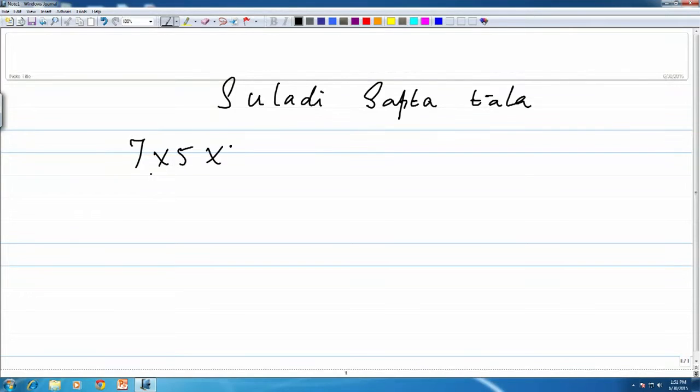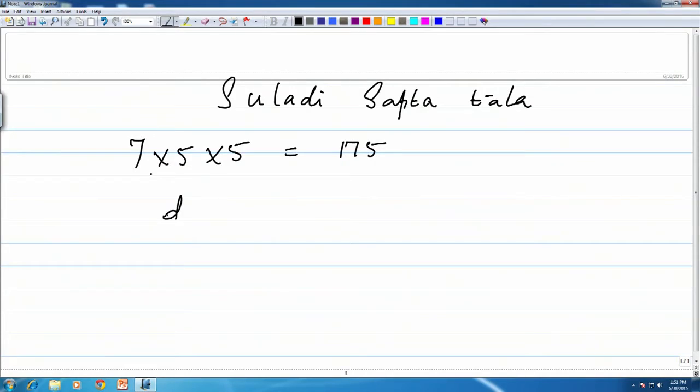So coming back to the Suladi Sapta tala, for us to have 7 into 5 into 5, 175 talas. Now, do we really need so many talas? For instance, let me take Dhruva tala and Ata tala.